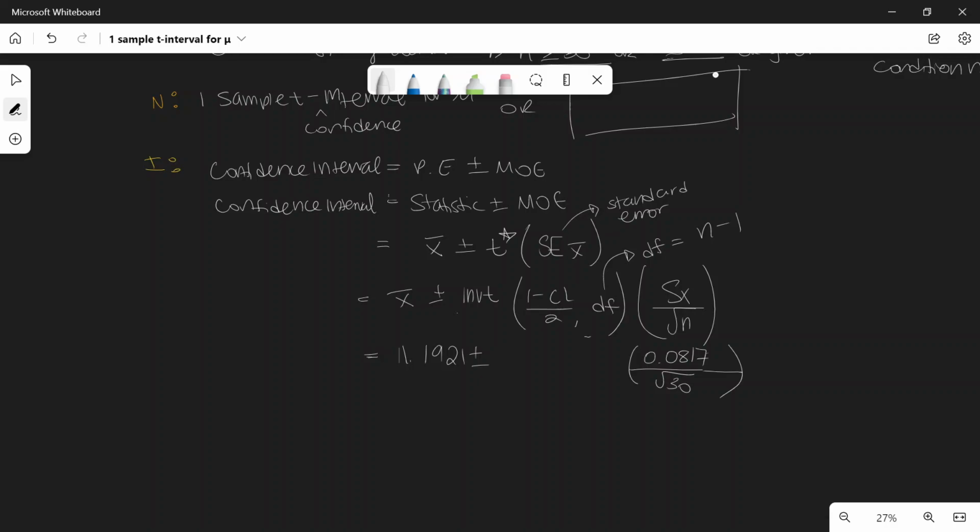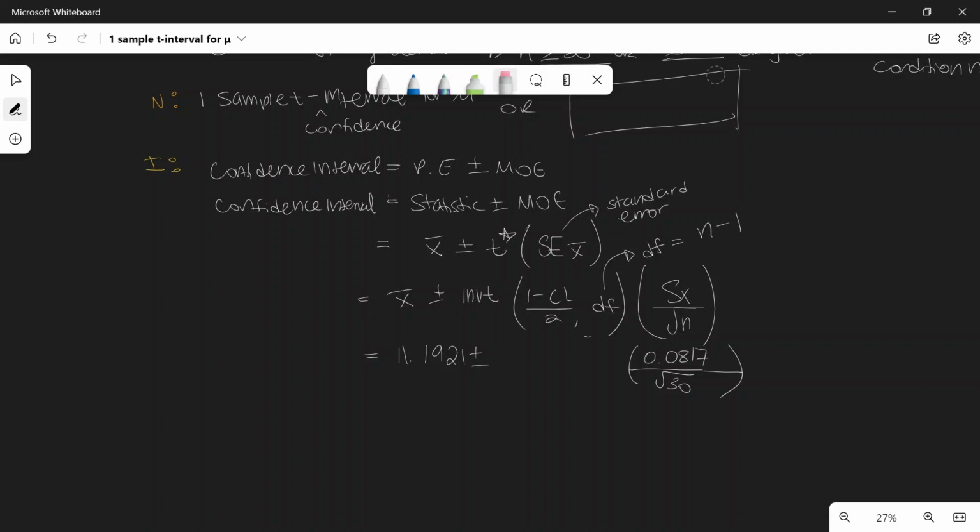Alright, so the way you calculate inverse t, which is not inverse t, what do you call it, t-star? In your calculator, you want to go to second vars, or vars, second stat. I don't think I have it. Yeah, I don't have that. So if you have a TI-83, you don't have this function.